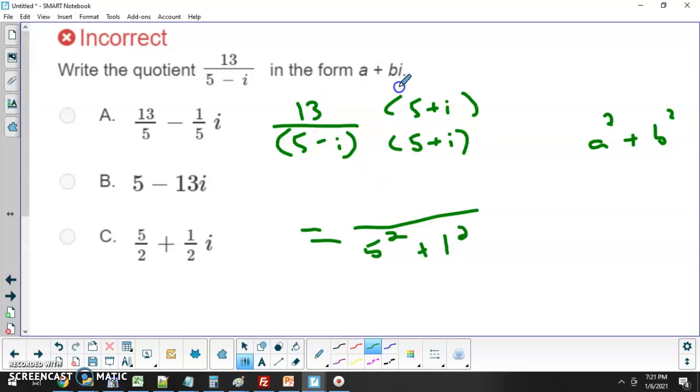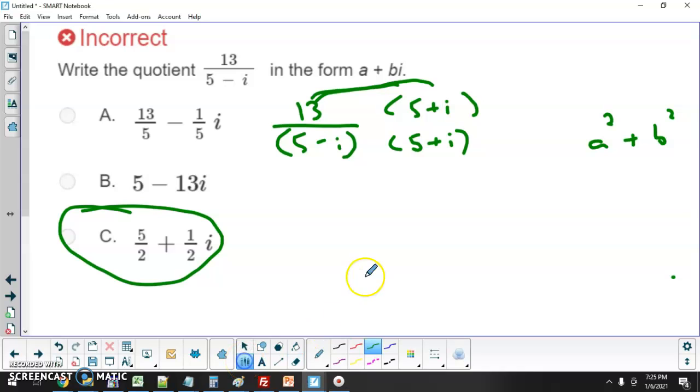And on the top, you're just going to distribute the 13. Okay, you have to always use parentheses here. It's not just 13 times 5, it's 13 and also 13 times i, okay? And I made a little oopsie, so I have to fix it here. But that would be 65 plus 13i, and on the bottom we had 5 squared plus 1 squared, okay? Because it's a squared plus b squared.